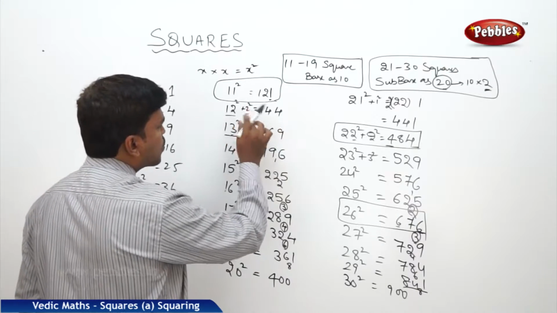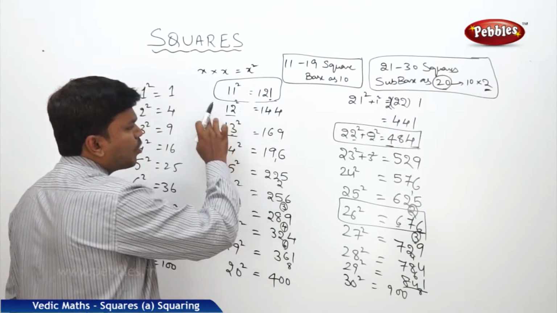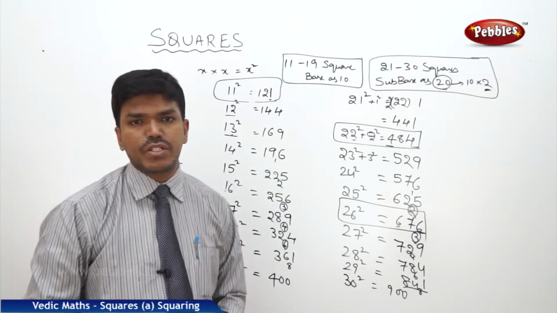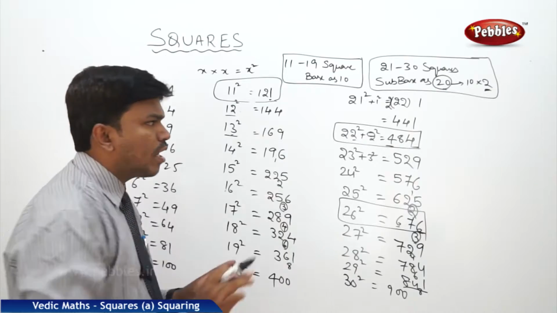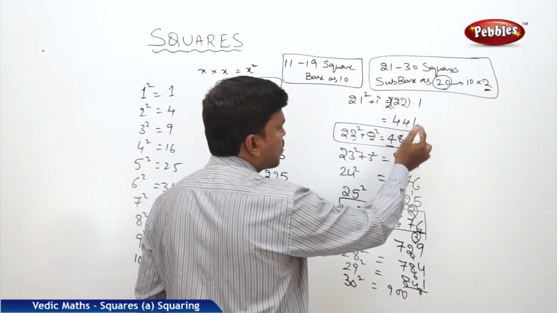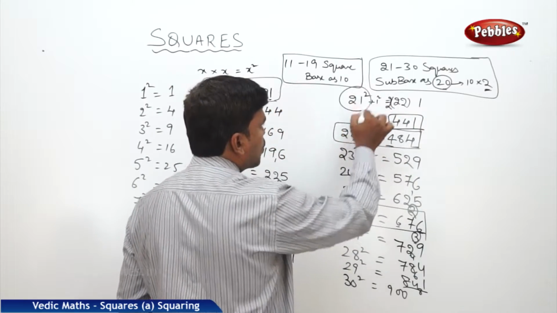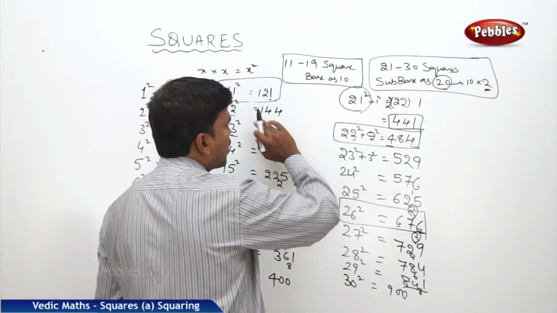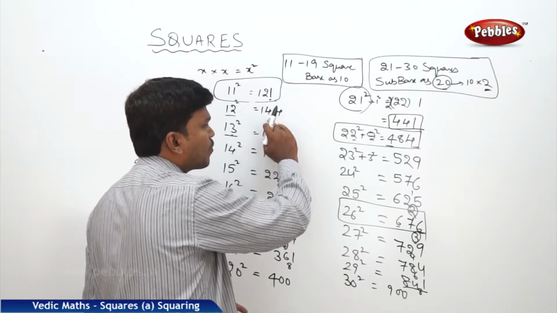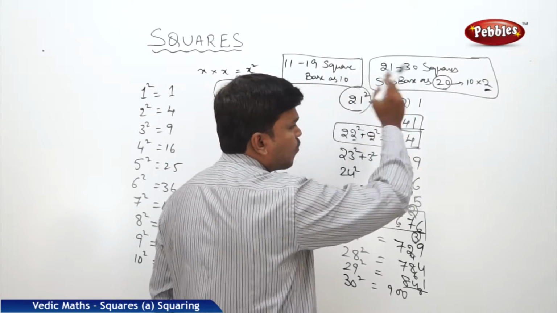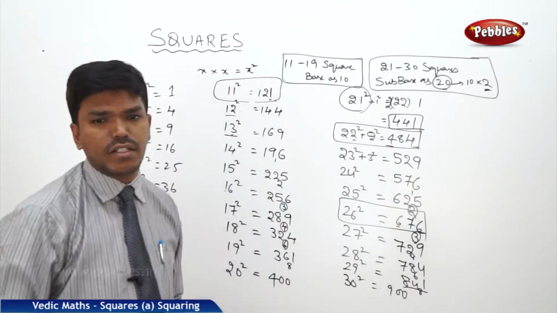And one more logic. If you know 12 square, you can easily remember 21 square. 12 square is 144. Yes or no? And 21 square is simply the reverse of that one. 21 is the reverse of 12, and the answer is also the reverse of the 12 square answer. What is 12 square? 144. Then what is 21 square? 441. Reverse of that one.